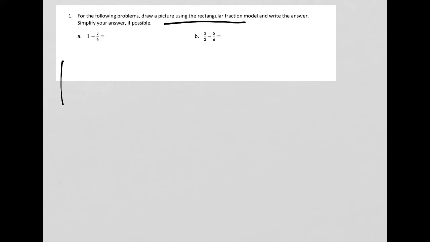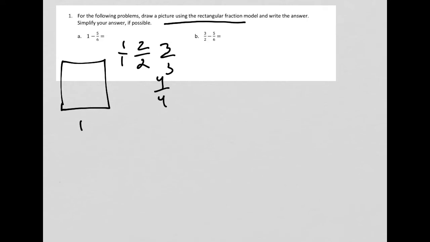So if I think about that rectangular fraction model for 1, I can call this 1, but I know that I can rewrite 1 in an infinite number of ways. I can write 1 as 1 over 1. I can write 1 as 2 over 2. I can write 1 as 3 over 3, 4 over 4, etc., etc., etc. So one way that I can write 1 is 6 over 6.